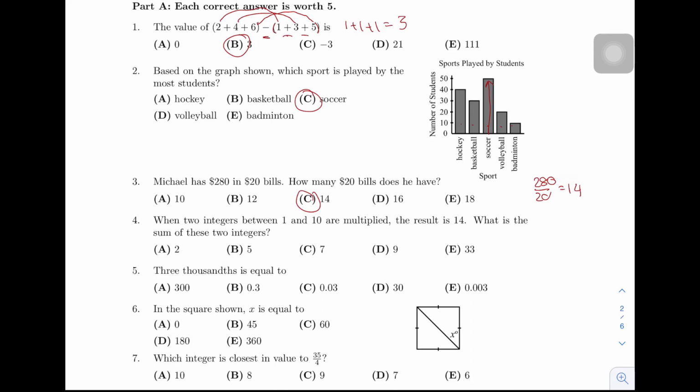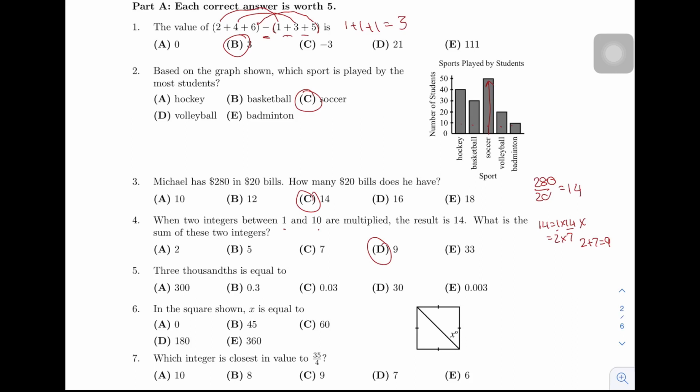Number 4, when two integers between 1 and 10 are multiplied, the result is 14. What is the sum of these integers? 14 equals 1 times 14 and also equals 2 times 7. But 14 and 1 are not between 1 and 10, so the two integers cannot be these two. And 2 and 7 are between 1 and 10, so you know that these are the two integers. So 2 plus 7 equals 9. Therefore, D is the correct answer.